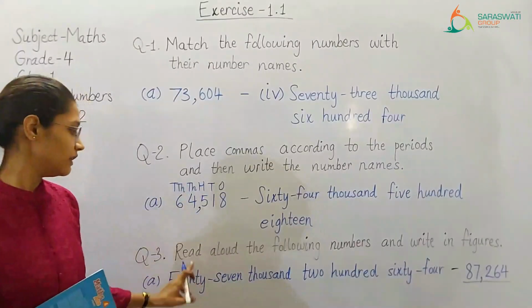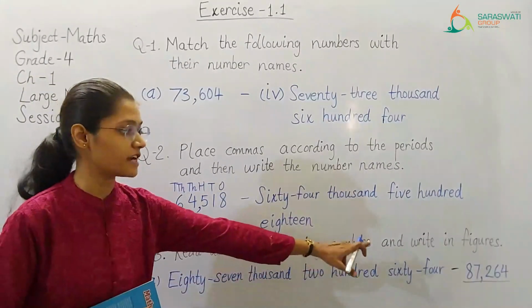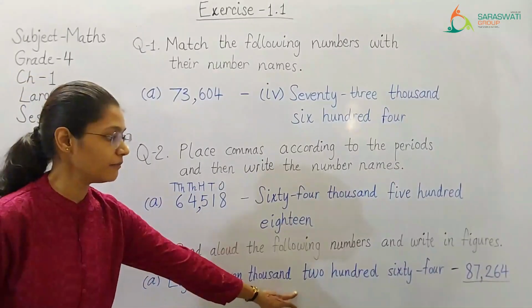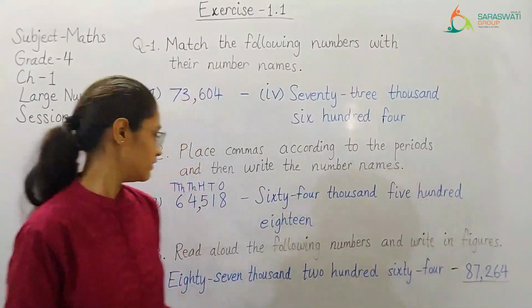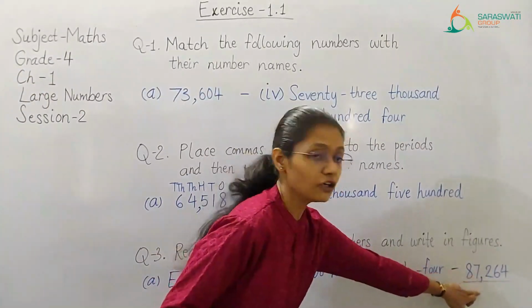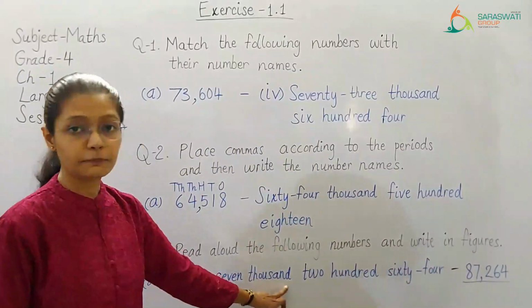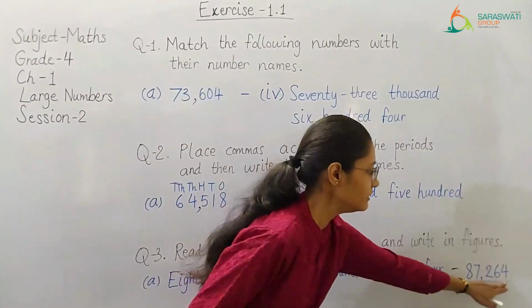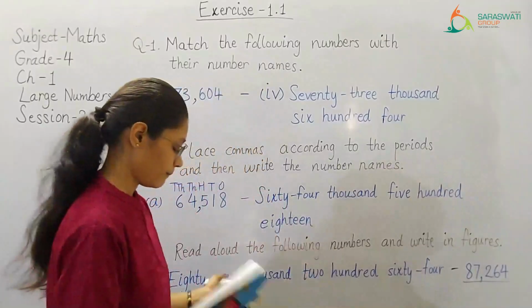Then now third question, read aloud the following numbers and write in figures. So you have to read this number name and write the numeral for it. So 87,000. So I will write 87 and put a comma because thousands period. Then 264. So 264.